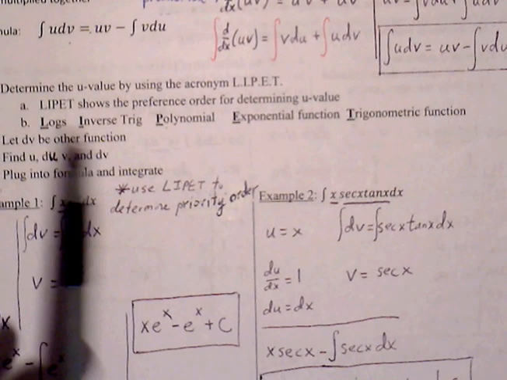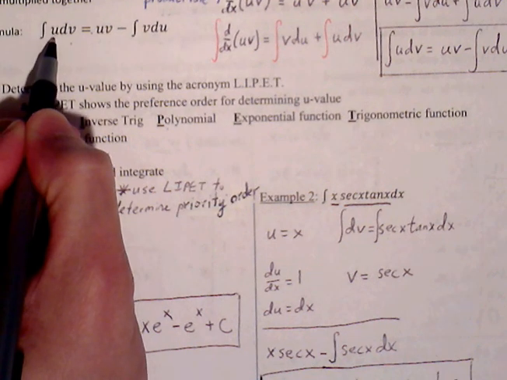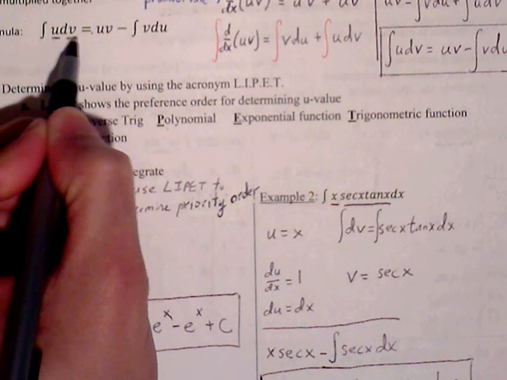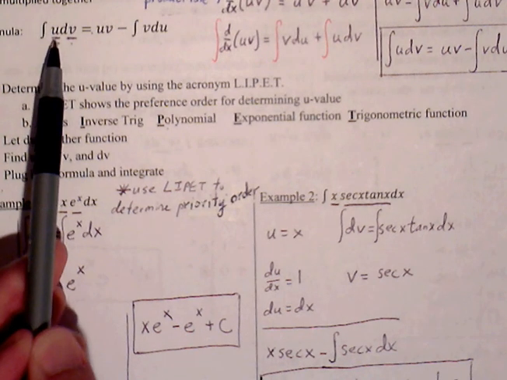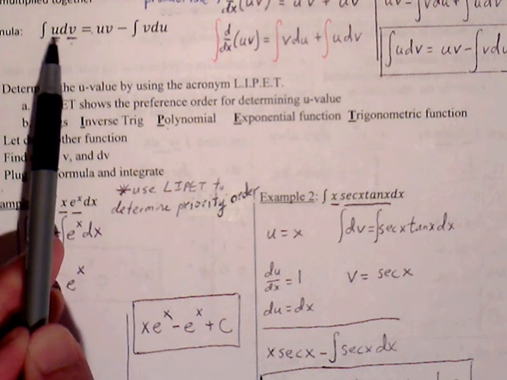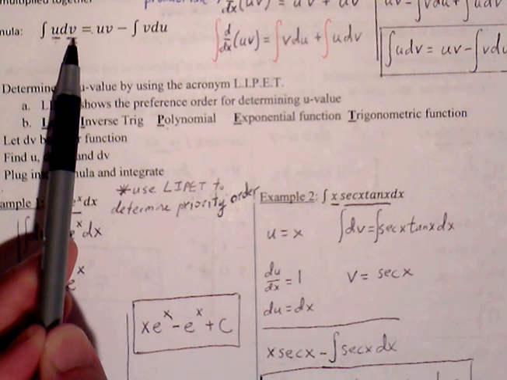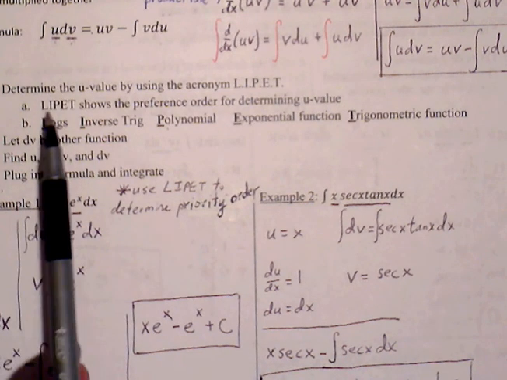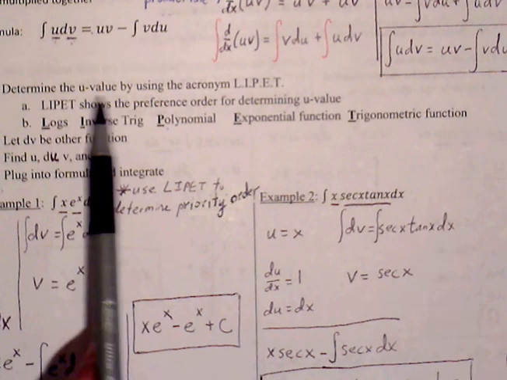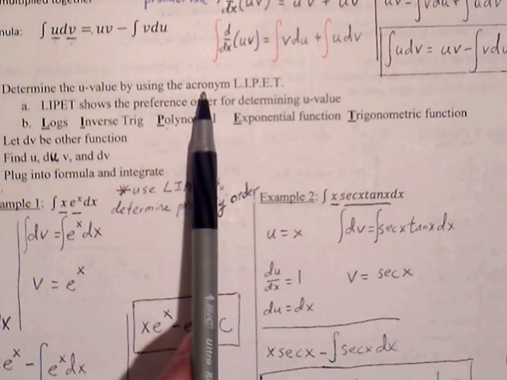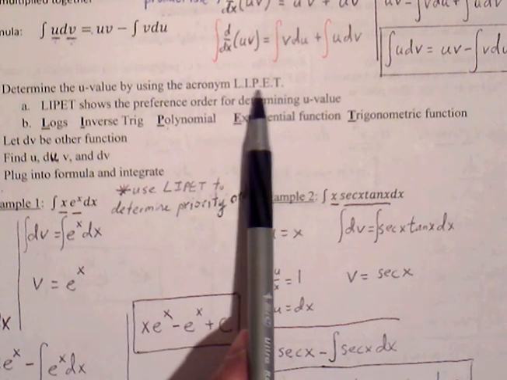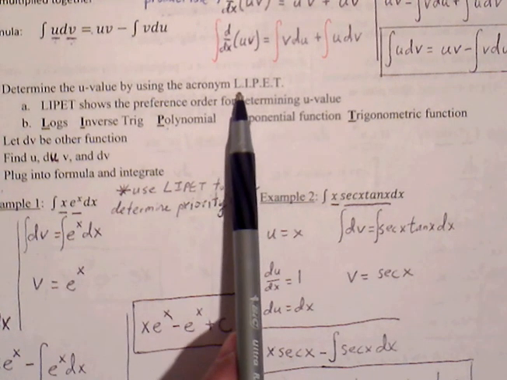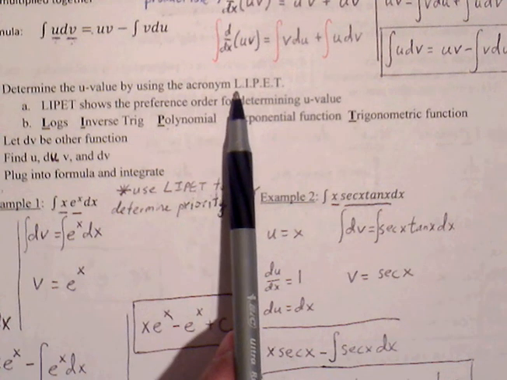So the steps we're going to take: we're looking at the left side of the integral problem, and we have to decide which part goes with which variable, which part goes with u and which part goes with dv. The first step is to determine the u value, and there's an acronym that shows us the order in which to go about determining the u value.